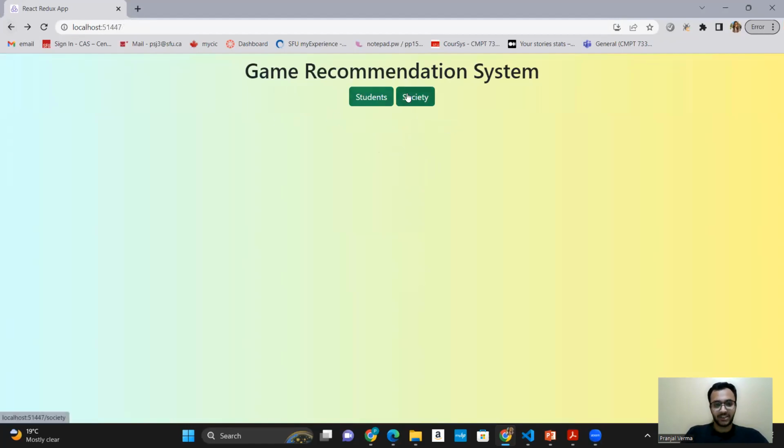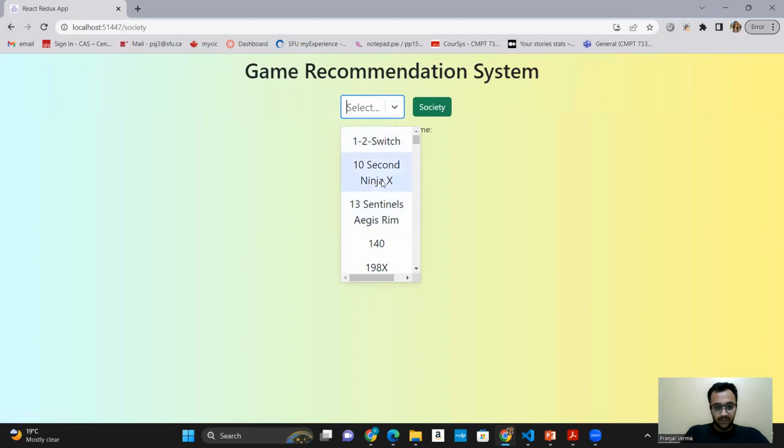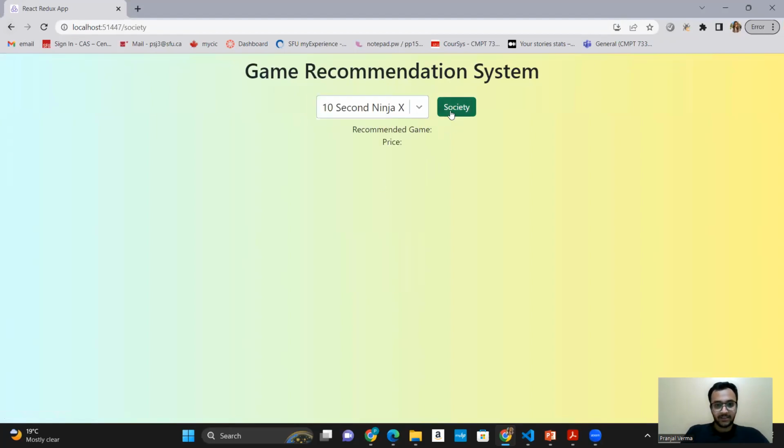The society can use this functionality. They can tell which game they want to purchase on the basis of the previous games people are playing. Click on this. So our recommended game is this, and the price of this game is this. So we have recommended this game. These are the functionalities of our system.